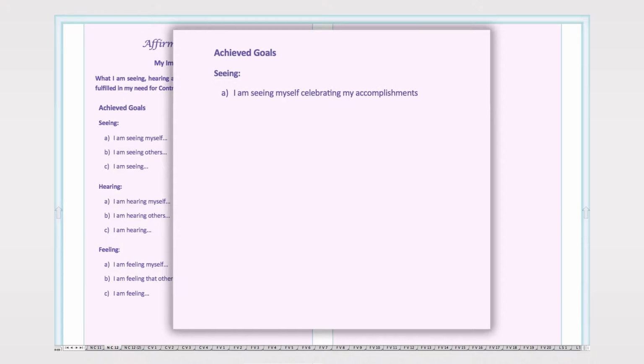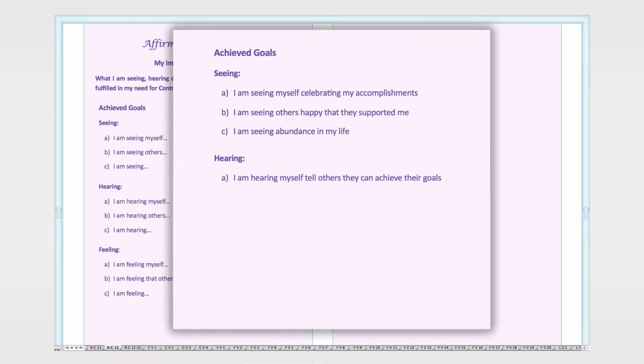I am seeing myself celebrating my accomplishments. I am seeing others happy that they supported me. I am seeing abundance in my life. Under hearing, I am hearing myself tell others they can achieve their goals. I am hearing others thanking me for how I've helped them. I am hearing myself speaking at seminars.